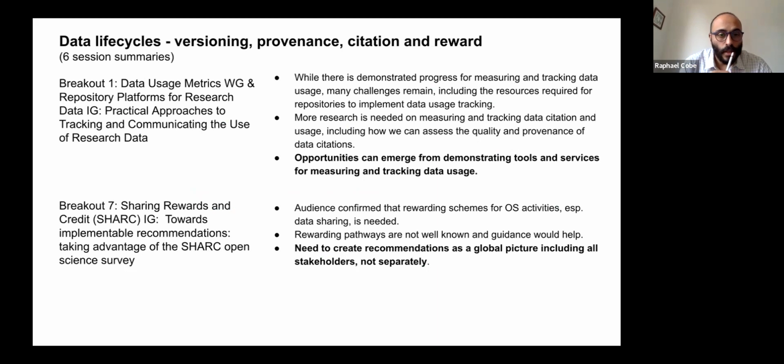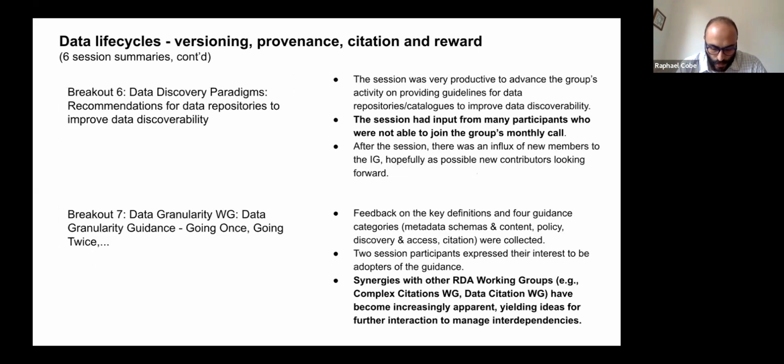Moving to the next one, that was the SHARC interest group, sharing rewards and credit. The group reported that the rewarding pathway is not very well known, so some guidance would be of help. They also reported that there is a need for the creation of recommendations as a global picture, including all stakeholders, not just looking at each individual at a time. Okay, so moving on. Next, we had the data discovery paradigms.